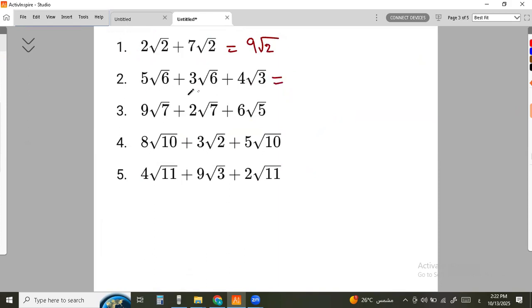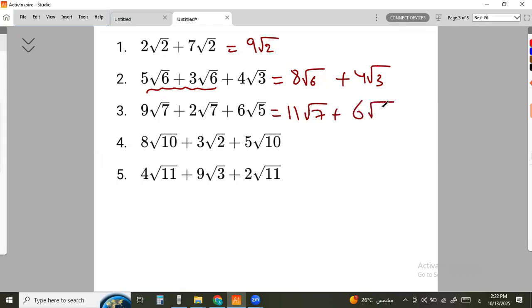But what about here, mister? I can take the 6s together, and the root of 3, I'm going to leave it alone. So it is going to be 8 root of 6 plus 4 root of 3. Next one, I'm going to take the 7s together, so it is 11 root of 7 plus 6 root of 5. And so on. Here is 13 root of 10 plus 3 root of 2. Then 6 root of 11 plus 9 root of 3.